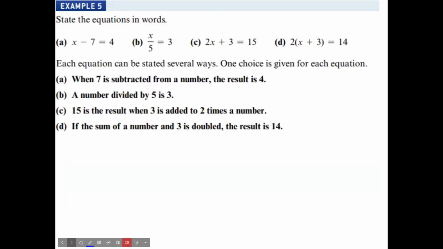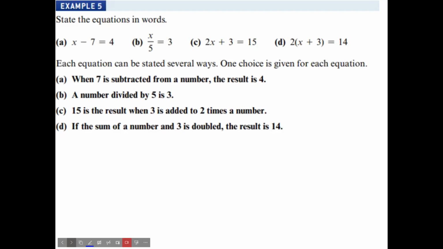So let's see. Here I put an example with answers already. We can try something else, but we have 4 statements. x minus 7 equals 4. So possible answers. A, when 7 is subtracted from a number, the result is 4. Okay. What else can I say? If I subtract 7 from the number, I will receive 4, right?